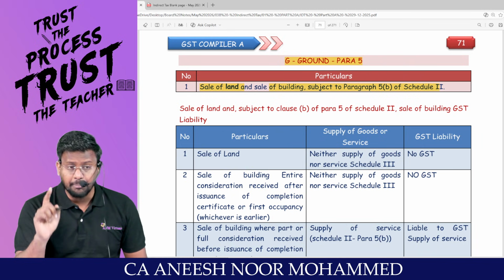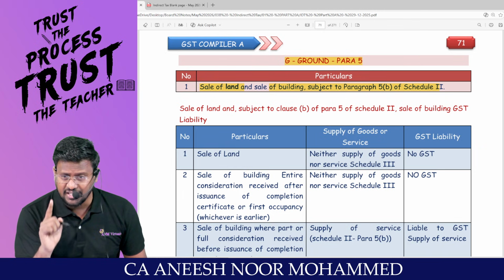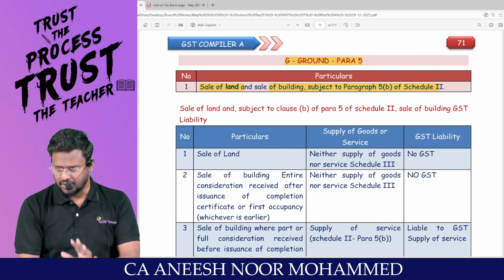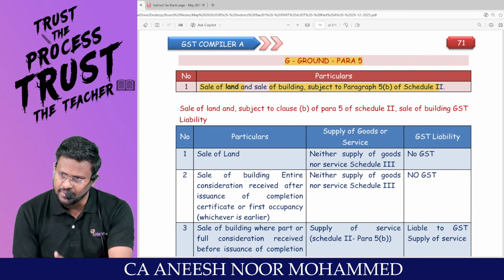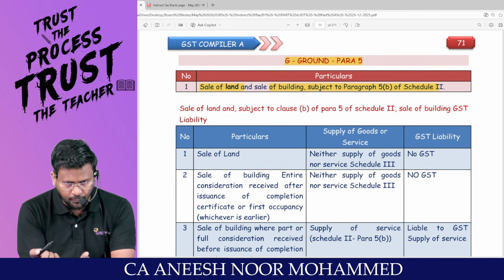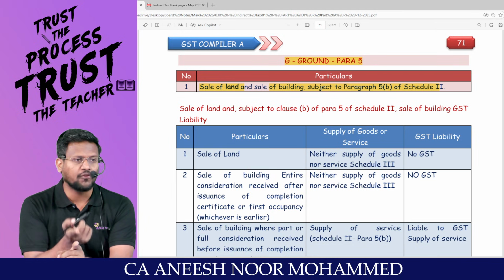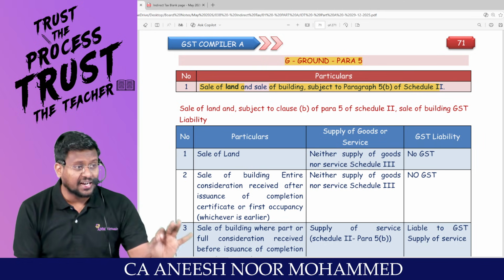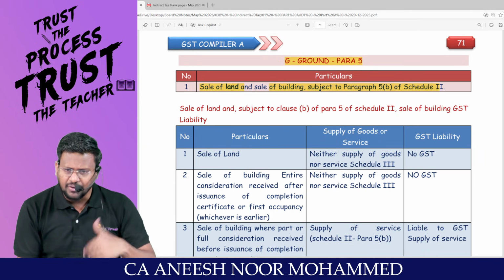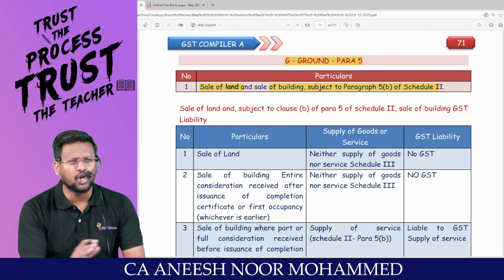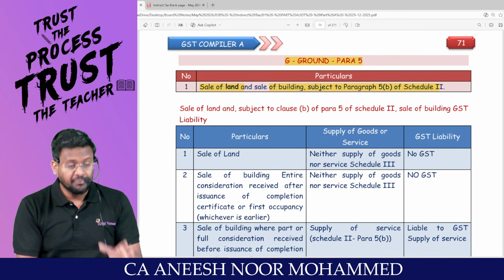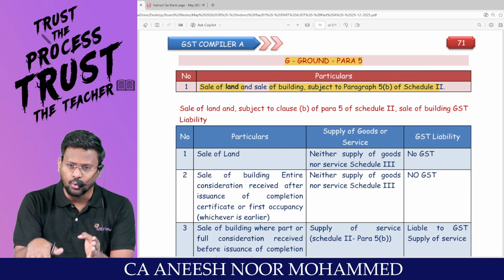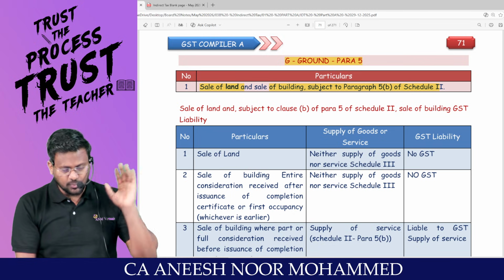But for a building, it depends upon when you are paying the consideration. If you are paying the consideration before getting the completion certificate, then it will be treated as supply of services. Then it will fall in Schedule 2, and if it falls in Schedule 2, it will not fall in Schedule 3. But if the entire consideration, that word is very important, entire, has been paid after issuance of the completion certificate, it will not be treated as supply of services. That means it does not fall in Schedule 2. If it does not fall in Schedule 2, then it will fall in Schedule 3, is what they are saying.